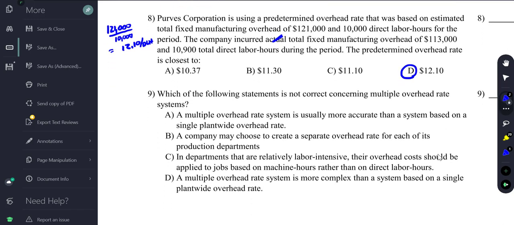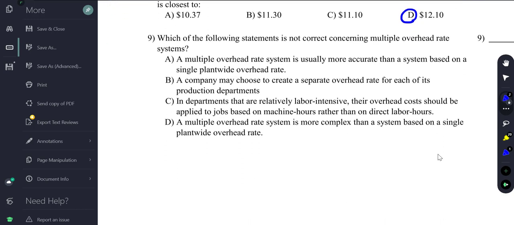Number 9, which of the following statements is not correct? This is important, not correct concerning multiple overhead rate systems. Well, letter A, a multiple overhead rate system is usually more accurate. That is correct. We mentioned that when we were going through the material in Chapter 2 and Chapter 3. A multiple overhead rate system is more accurate. So that one can't be the answer because we're looking for the one that is not correct.